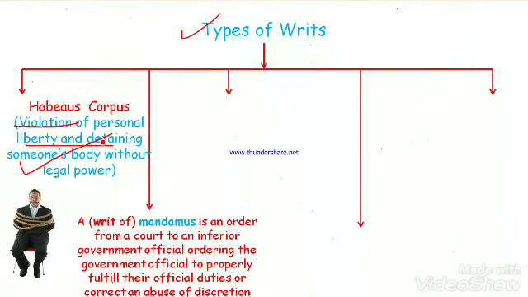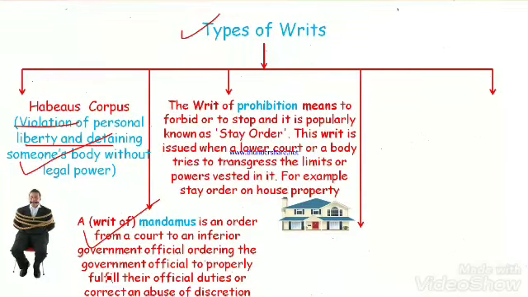If you are detaining someone's body and kidnapping him, it will be called habeas corpus and writs can be issued against you. Writ of mandamus is an order from the court which directs a government official to do the right thing. For example, if someone has not done your task and he was a government official, the court can direct him to do the task as stated in his own duty.